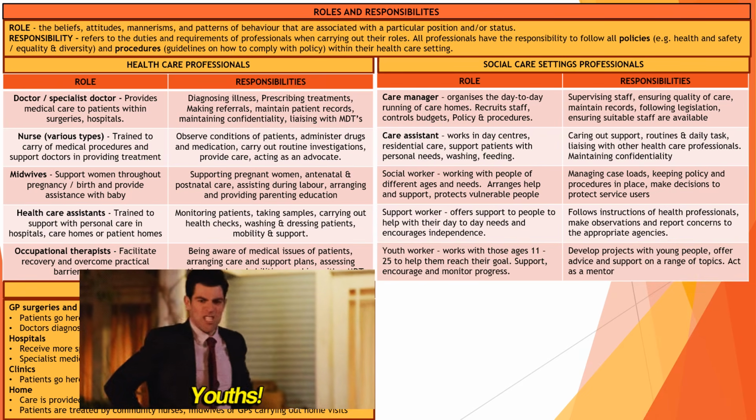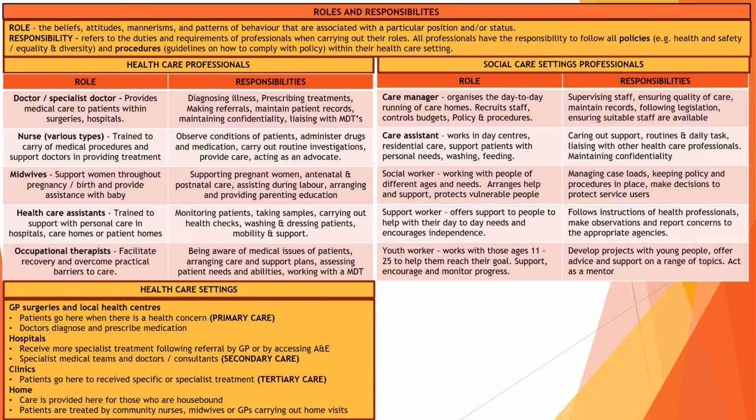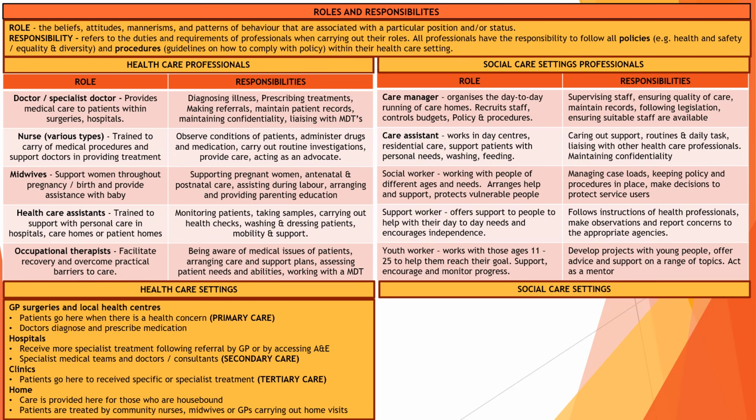So again, youth workers work specifically with people aged 11 to 25. Their role is to support them, help them reach a goal, and encourage and monitor their progress. Generally, this may be done through projects. It might be through offering support and advice on different topics. They may act as a mentor or an advocate, but they're often working with younger people.